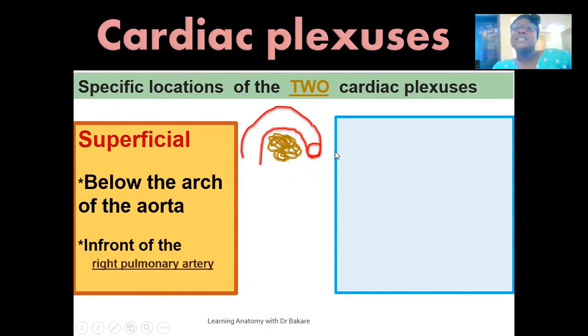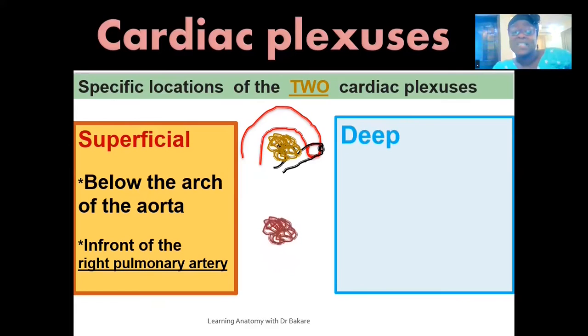And of course, it is seen to be located anterior, or in front of, the right pulmonary artery. This is the pulmonary artery here, highlighted in black. We know that the pulmonary trunk at this point will divide into the right pulmonary artery and also the left pulmonary artery. So the superficial cardiac plexus is seen to be located anterior to the right pulmonary artery. This is the right pulmonary artery, so you see it located anterior to it, which is in front of the right pulmonary artery, to see that it is truly superficially placed.